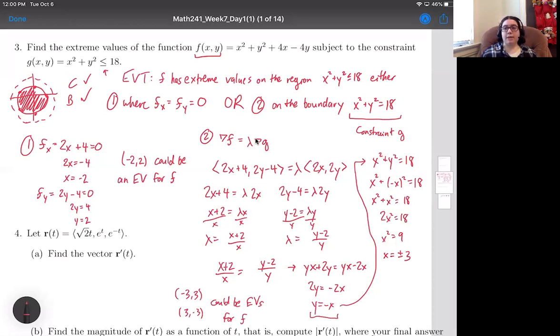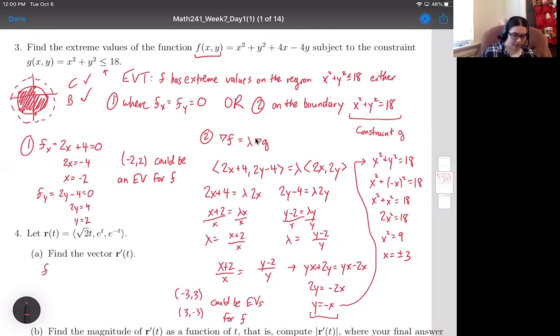So at this point, I have 3 points: negative 2, 2, negative 3, 3, and 3, negative 3. And those are the only possibilities for extreme values for f subject to the constraint g. That's what the extreme value theorem tells me. So then to figure out what my absolute extreme value is, what my absolute max and my absolute min are, I'm going to plug in these 3 points. And the biggest of all 3 must be my absolute max. The smallest of all 3 must be my absolute min.